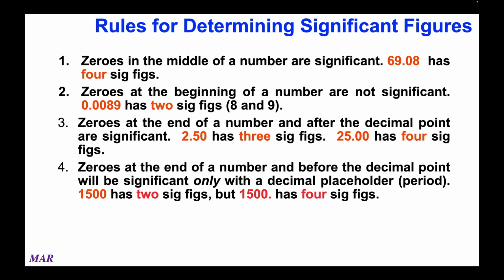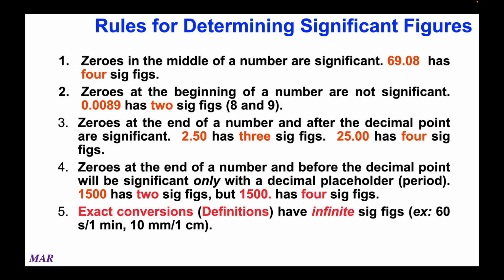On the other hand, 1500 without a dot would be plus or minus 100. You'd have 1400 to 1600. So pay attention to the dot. If the dot is there, it's there for a reason. That shows that the zeros are significant.